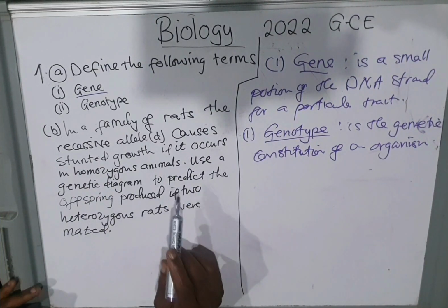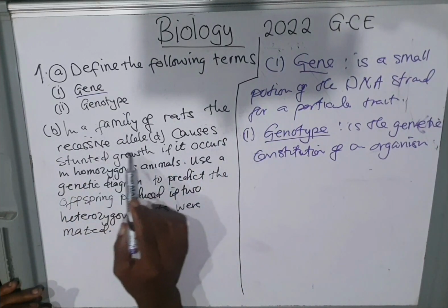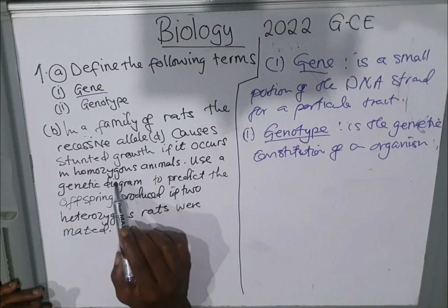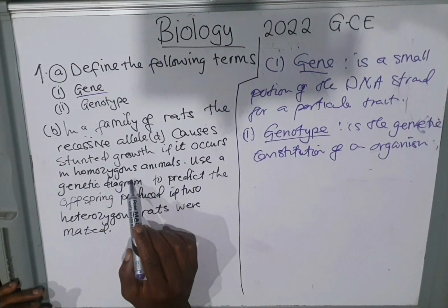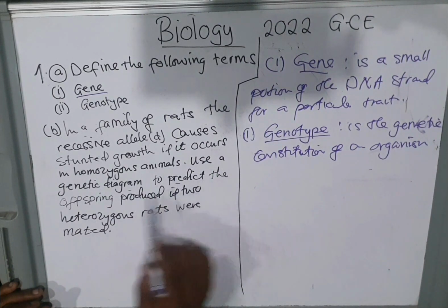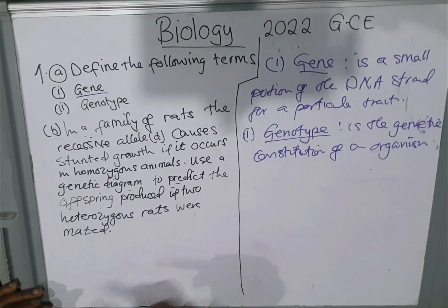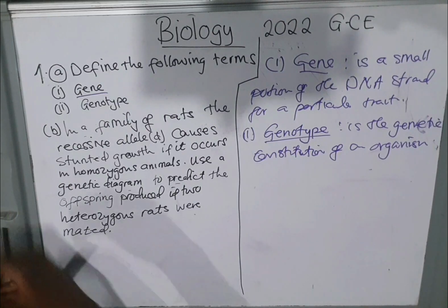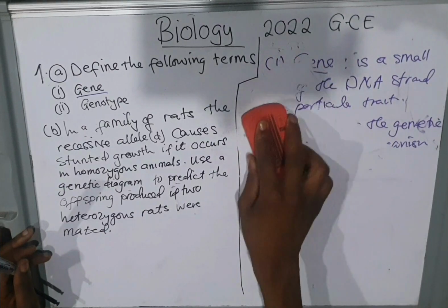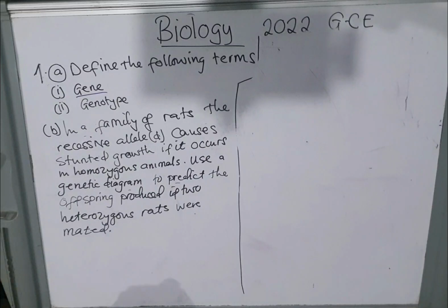Now we have this question here, which reads: in a family of rats, the recessive allele d causes stunted growth if it occurs in homozygous animals. Use a genetic diagram to predict the offspring produced if two heterozygous rats were mated. Okay, so I'm going to rub this because I need enough space.